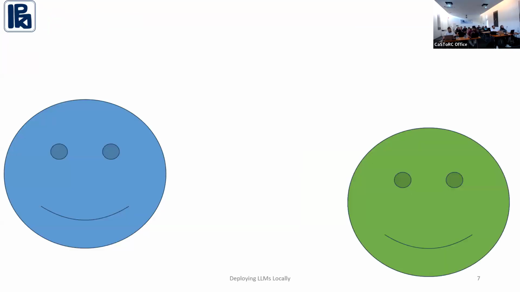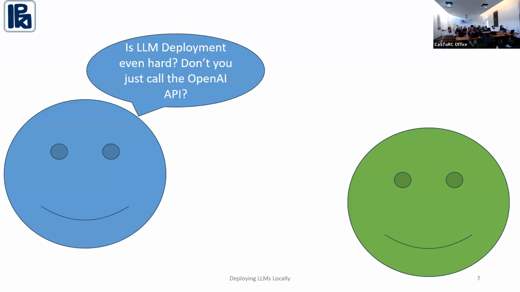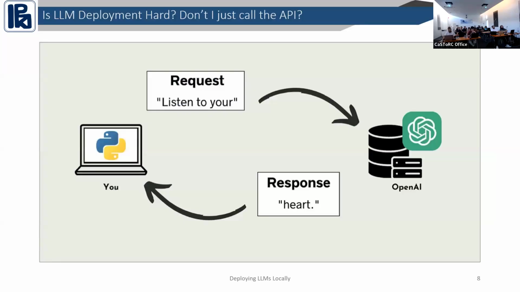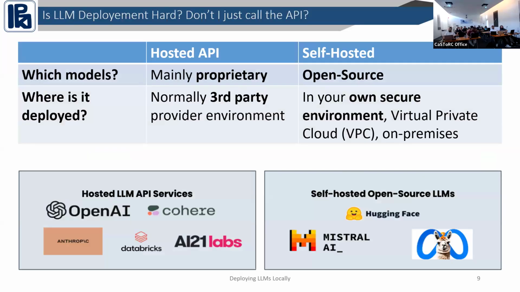Now, the first session is about local LLM deployment. And the question is, is it even hard? I mean, don't you just use the OpenAI API if you have used it in the past? Well, sort of. Yes, but no. The idea is that you have this abstraction: you have the user, you send your request, you ping some server, let's say the OpenAI server, and then you get the response back. Conceptually, that's just it.